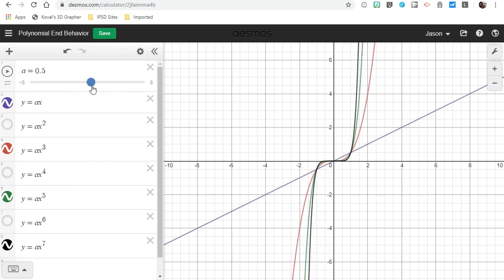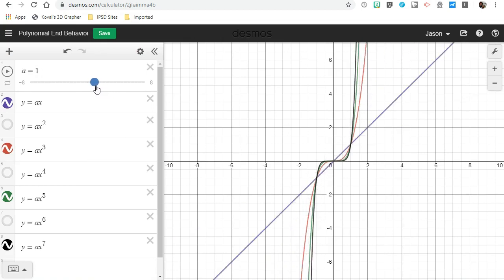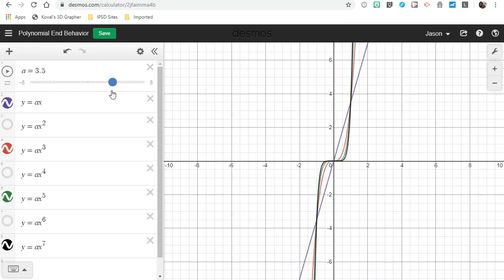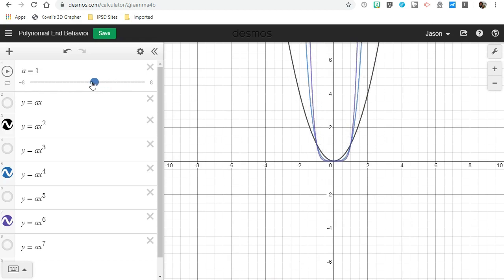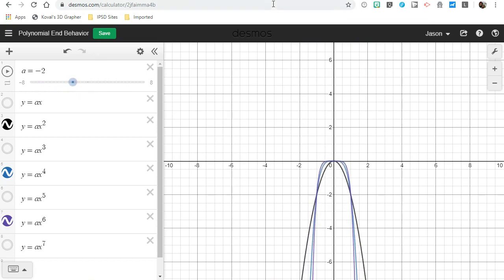Notice that they're going in opposite directions as x approaches negative infinity or x approaches infinity. But if I get a negative leading coefficient, they still both go in opposite directions. So this is something that is true about all odd powered, like when the biggest degree is odd. Now, if the biggest degree is even, they're both going in the same direction. So as x approaches negative infinity or infinity, the y values both go in the same direction. And that's true whether our leading coefficient is positive or negative.